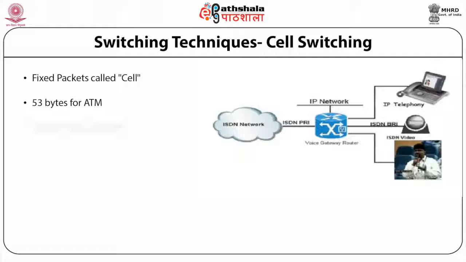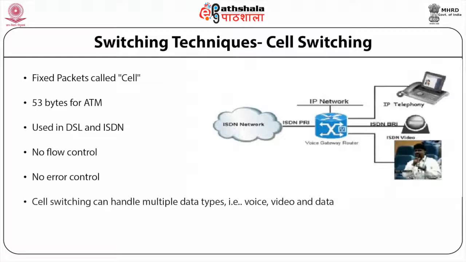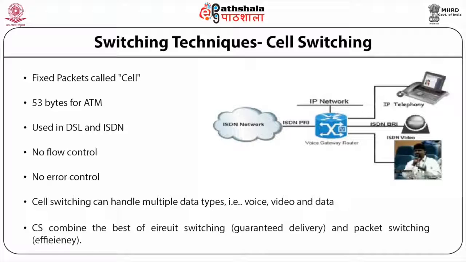The same technique is also used in DSL and ISDN, and there is no flow control and no error control on it, and cell switching can handle multiple data types. That's why ISDN lines are powerful in voice, video, and data communication. And cell switching combines the best of circuit switching, that is guaranteed delivery, and packet switching, that is efficiency.